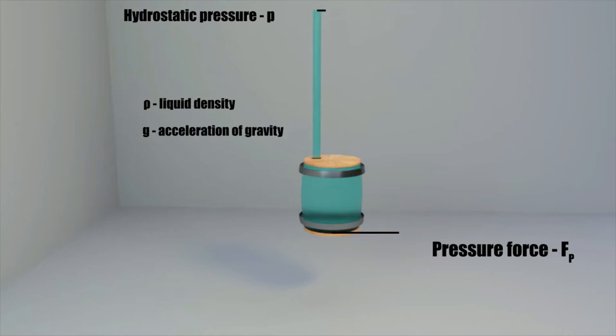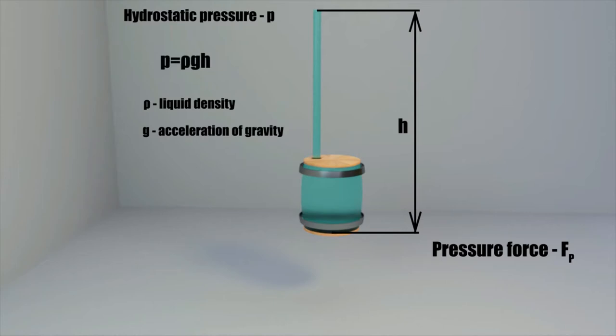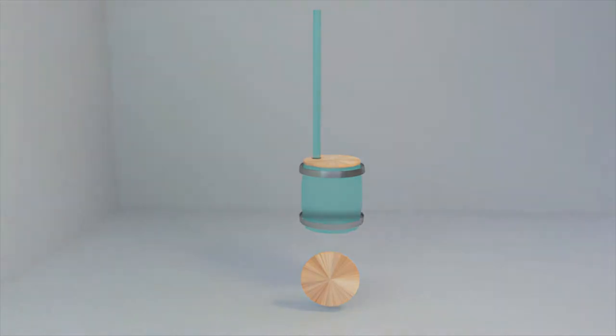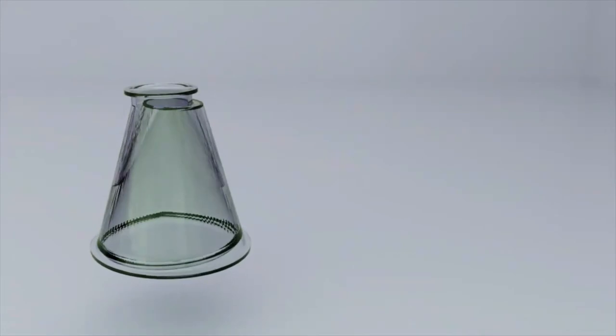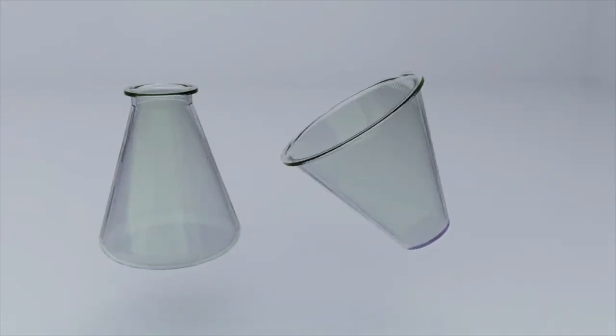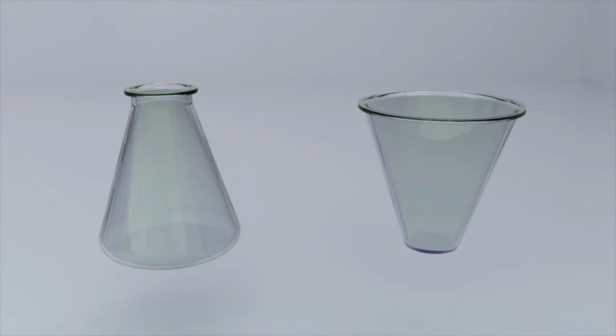If we consider a barrel with a tube, then the hydrostatic pressure will be defined as the product of the height of the liquid column, the density of the liquid, and the acceleration of gravity. To find out the force with which the liquid will press on the bottom of the barrel, you need to multiply the resulting value by the area of the bottom of the barrel. The essence of the hydrostatic paradox, or Pascal's paradox, is that the weight of the liquid poured into the vessel may differ from the pressure force exerted by it on the bottom of the vessel.